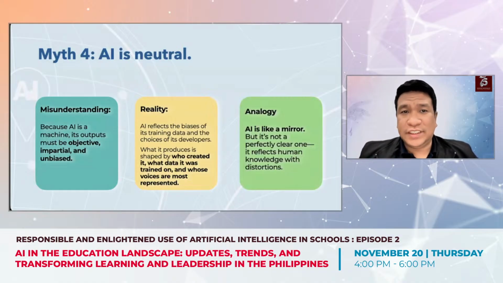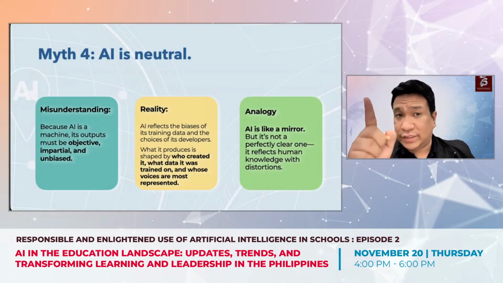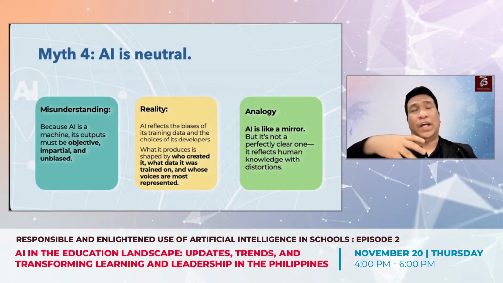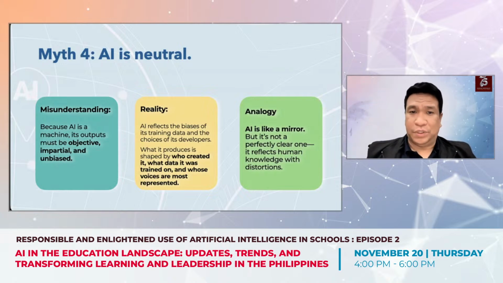The analogy is AI is like a mirror, but it's not a perfectly clear one. It reflects yung tao na nasa harap niya. Clear ba? So kung ano yung input, siya rin yung output. Ganun lang yon. So kung biased ang input, biased din yung lalabas na output.